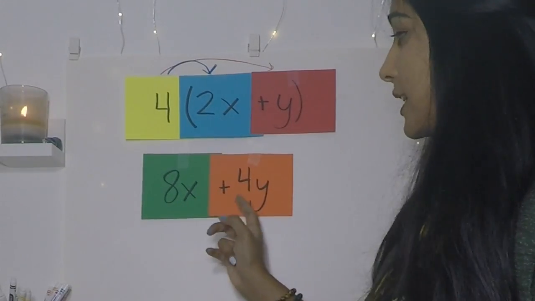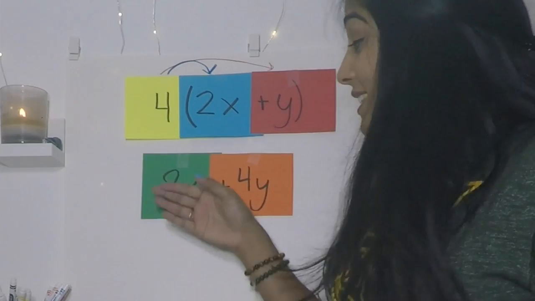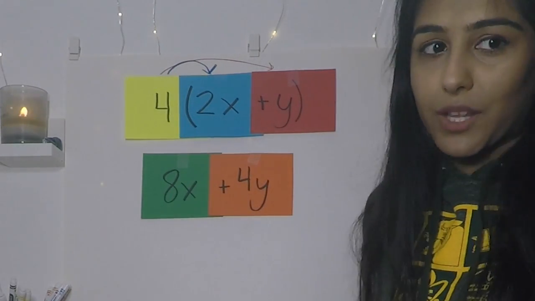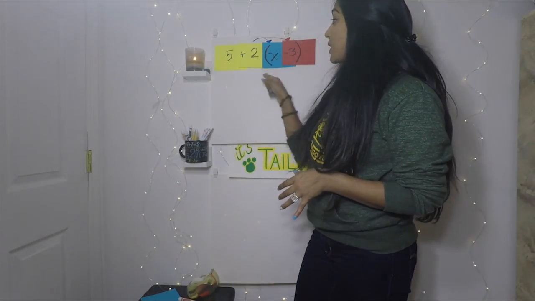Now if I look at these like terms, can I take them any further? No, that's it. This is our answer. We don't go any further than that. So what I'm going to want you to do is take a look at the next one. We have 5 plus 2, parentheses, x minus 3.